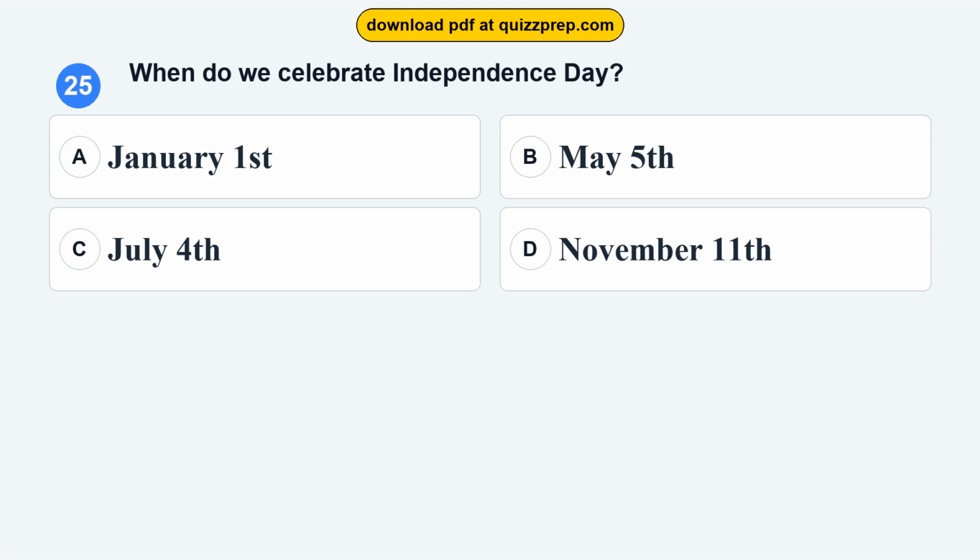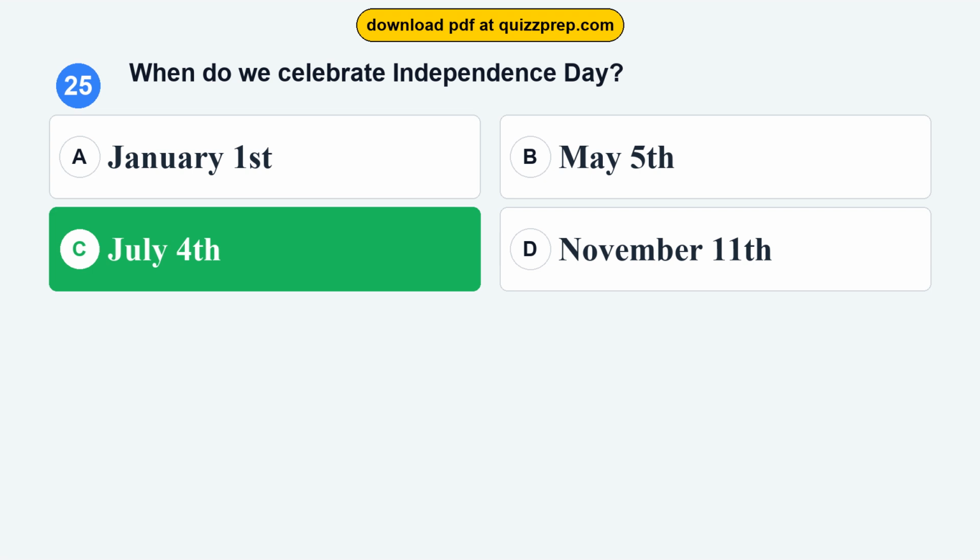Question 25. When do we celebrate Independence Day? Option A, January 1st. Option B, May 5th. Option C, July 4th. Option D, November 11th. The correct answer is option C, July 4th.